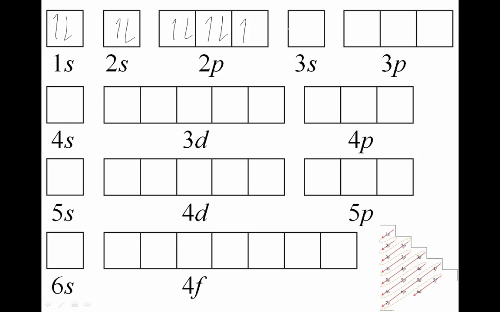Notice you could excite electrons up into the higher energy levels, but that would take more energy. Since electrons are lazy, they fill the lowest energy orbitals first before trying to fill higher energy ones. Okay, so that is fluorine.